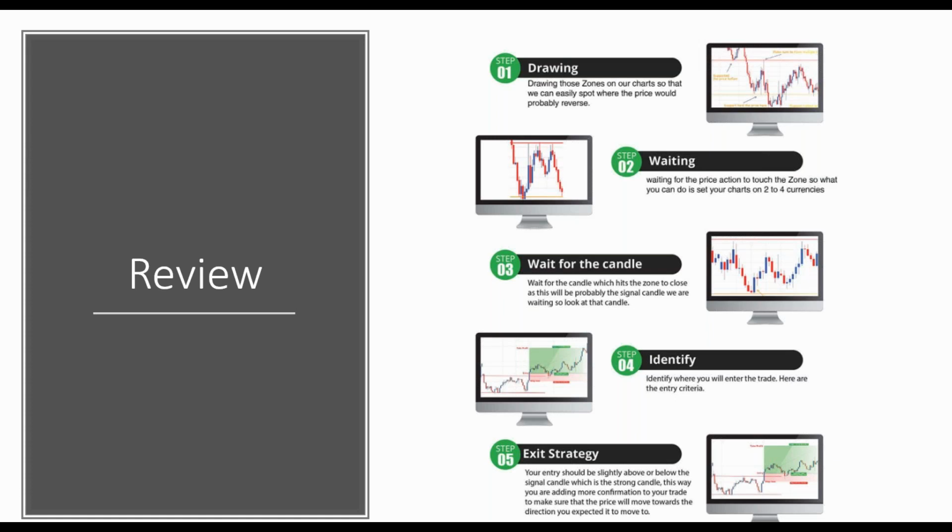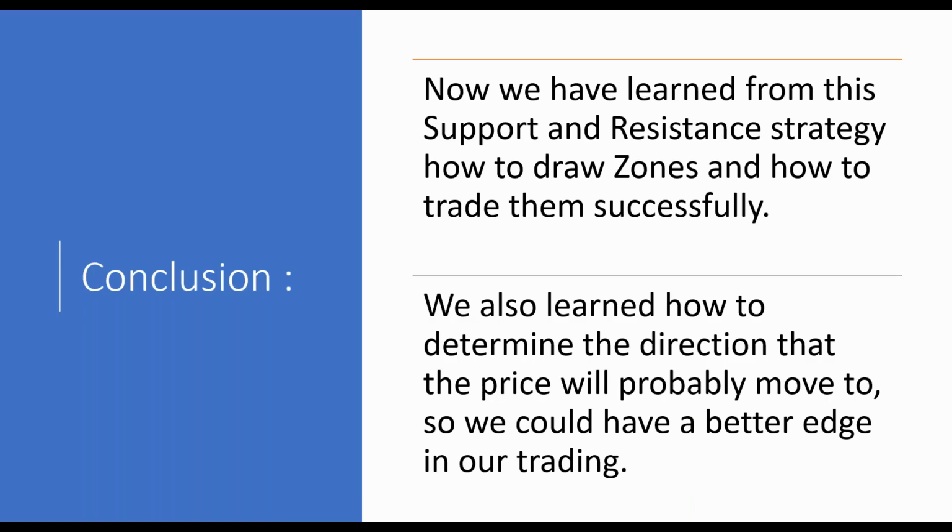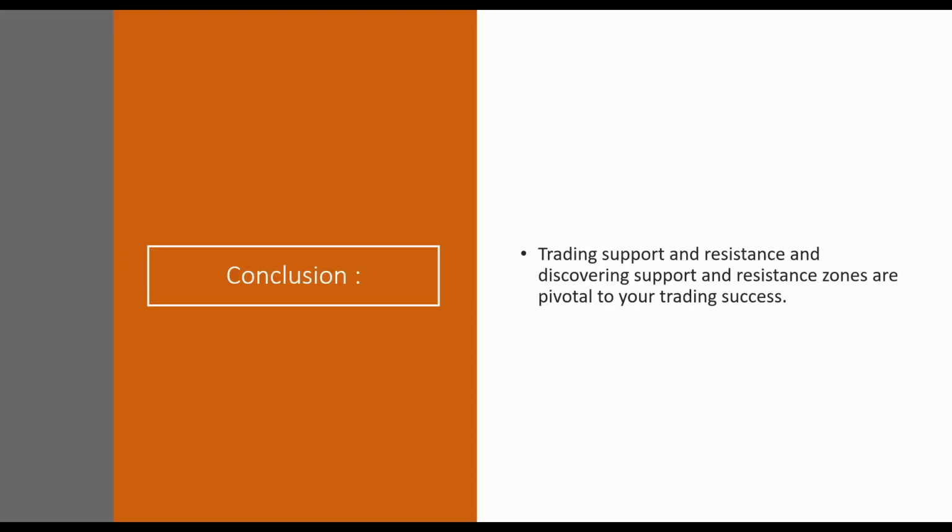Okay, after we wait for the candle, we want to wait and identify where you will enter the trade. And then last, we want to have our exit strategy, where to get out or where to put our stop loss. So that's a wrap. Now that we have learned from the support and resistance strategy how to draw zones, and how to trade them successfully, we also learn how to determine the direction that the price will probably move to so that we can have a better edge in our trading.